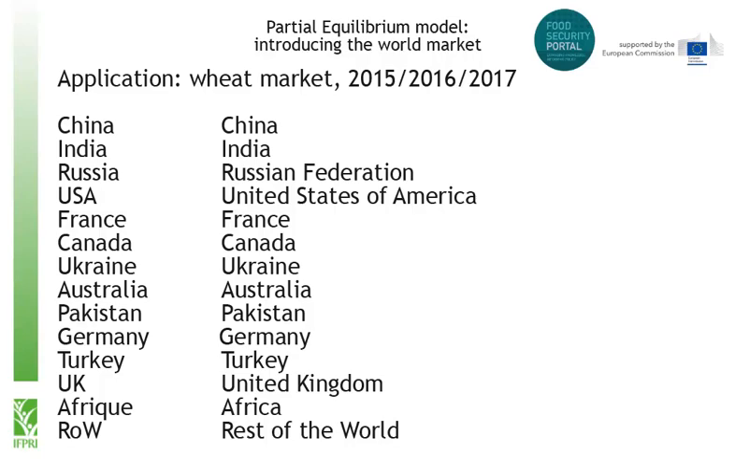We have the 12 biggest producers of wheat on the world market: China, India, Russia, United States of America, France, Canada, Ukraine, Australia, Pakistan, Germany, Turkey, United Kingdom. Then we have the African continent, which is gathered within a single region. And then we have the rest of the world, where we have all other producers of wheat.